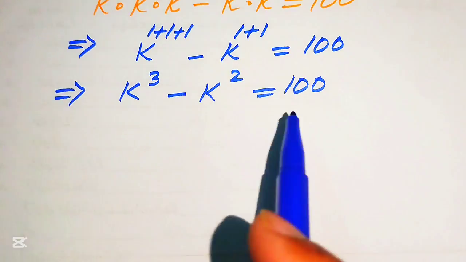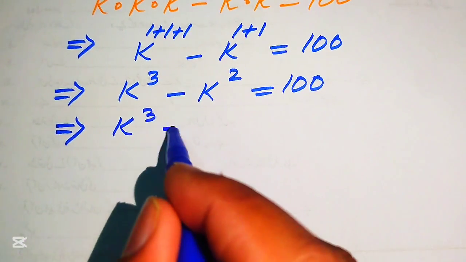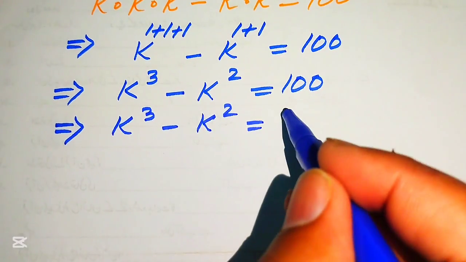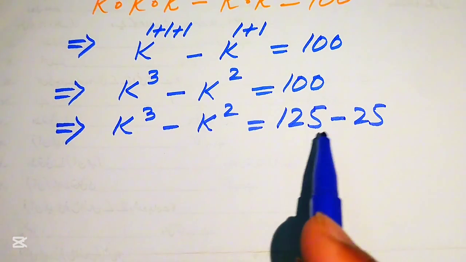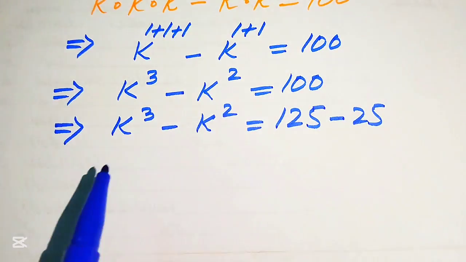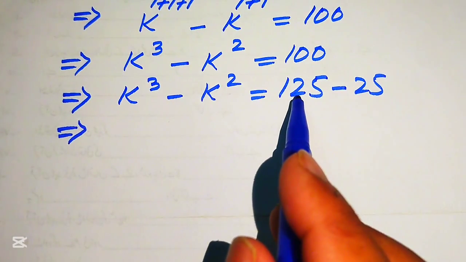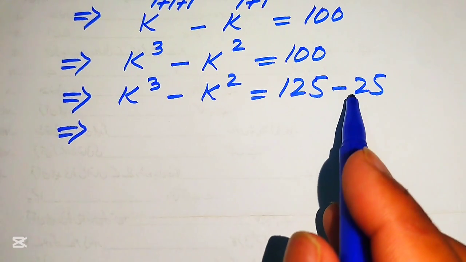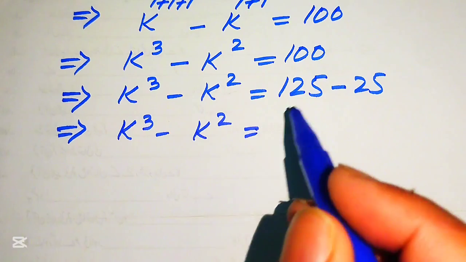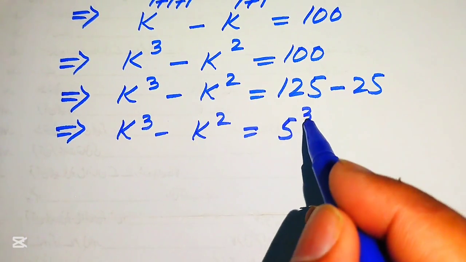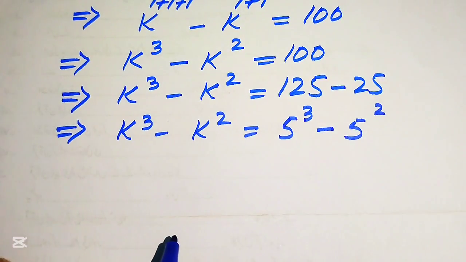First we need to focus on the right hand side, where we have 100, and we will write this 100 as 125 minus 25. We know that 125 minus 25 becomes 100. Now in the next step we write these two numbers in prime factor form, and we know that the prime factors of 125 are 5 cubed and the prime factors of 25 are 5 square.